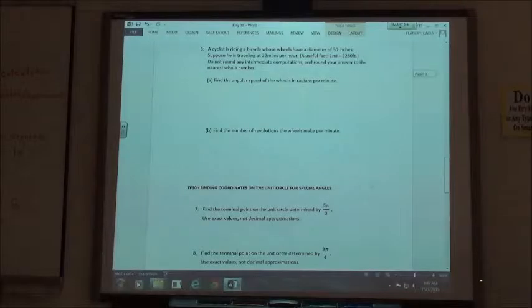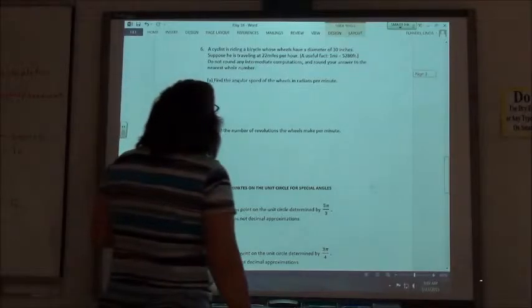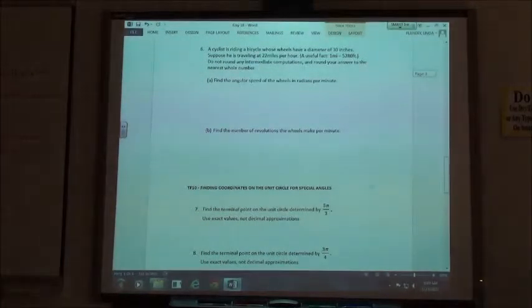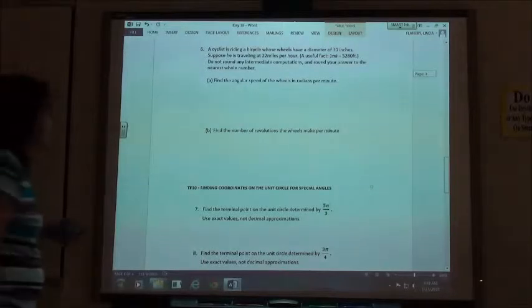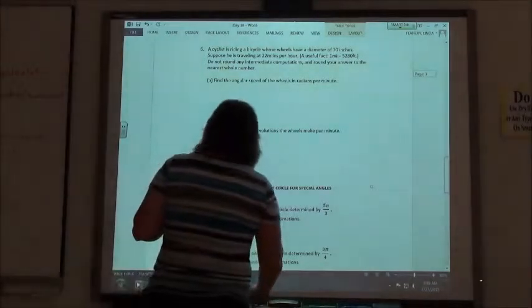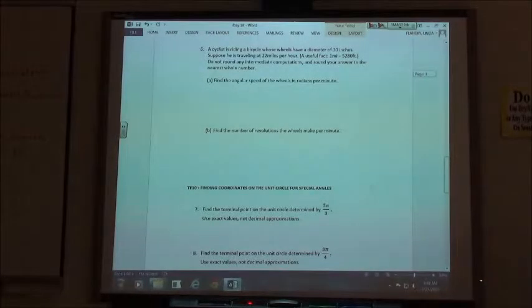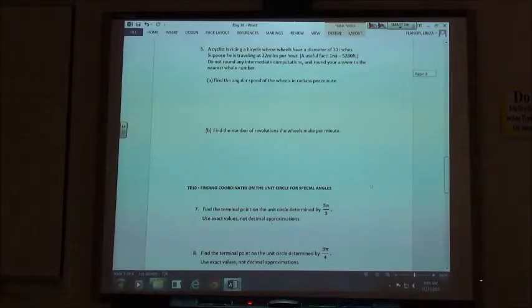So on number 6, it says that a cyclist is riding a bicycle whose wheels have a diameter of 30 inches. Suppose he is traveling at 22 miles per hour. We know that 1 mile is 5,280 feet. Do not round any intermediate computations and round your answer to the nearest whole number. We want to find the angular speed of the wheel, in radians per minute. Got a little typo on there.